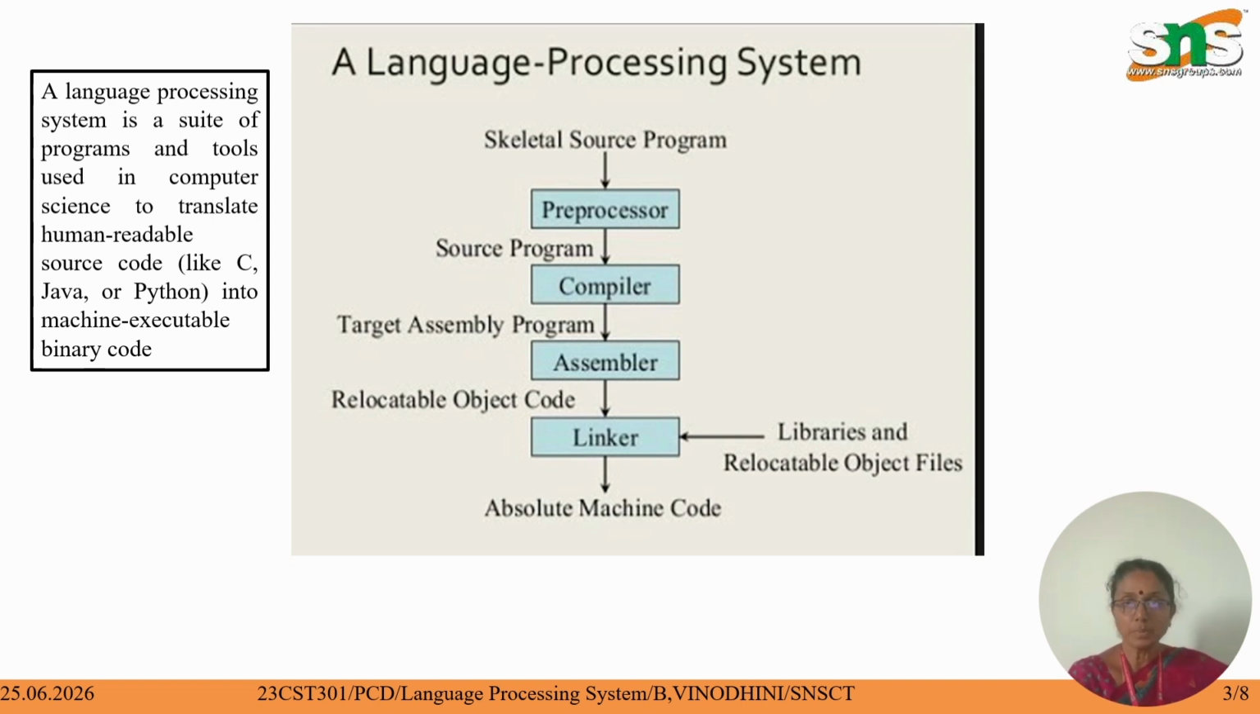In that language processing system, we have several translators to convert our high level language program into the machine level language program. First, our source program, which may be any programming language program, is given to the translator, the preprocessor. The preprocessor gets the high-level language program, pre-processes it, and produces the output as a pre-processed high-level language program.